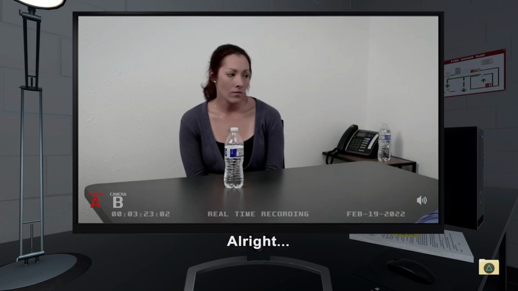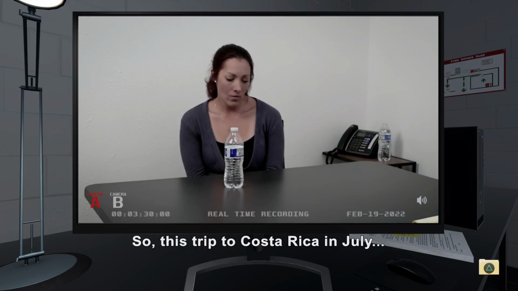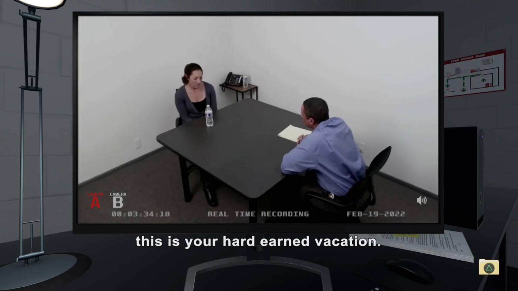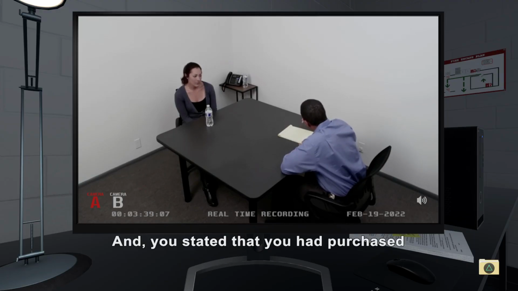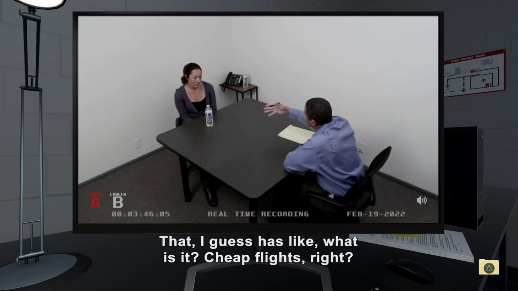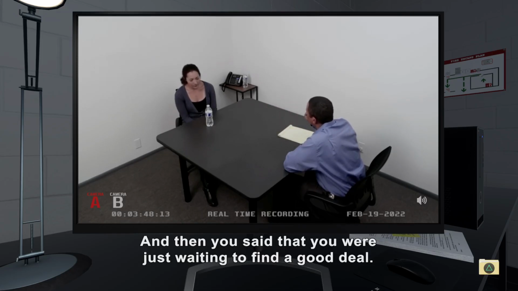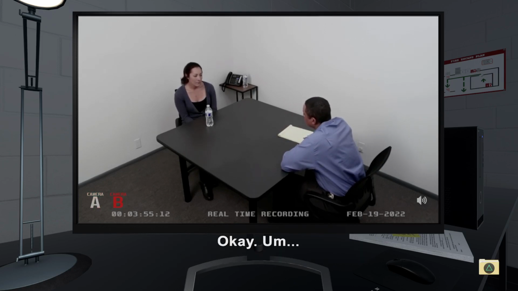All right. Let's look at this Costa Rica trip, okay? So this trip to Costa Rica in July, right? This is your hard-earned vacation, is that right? Mm-hmm. Okay. And you stated that you had purchased a one-way ticket because you found some app, right? That I guess has what is it, cheap flights, right? And then you said that you were just waiting to find a good deal, right, on the return ticket. Is that right? Okay.